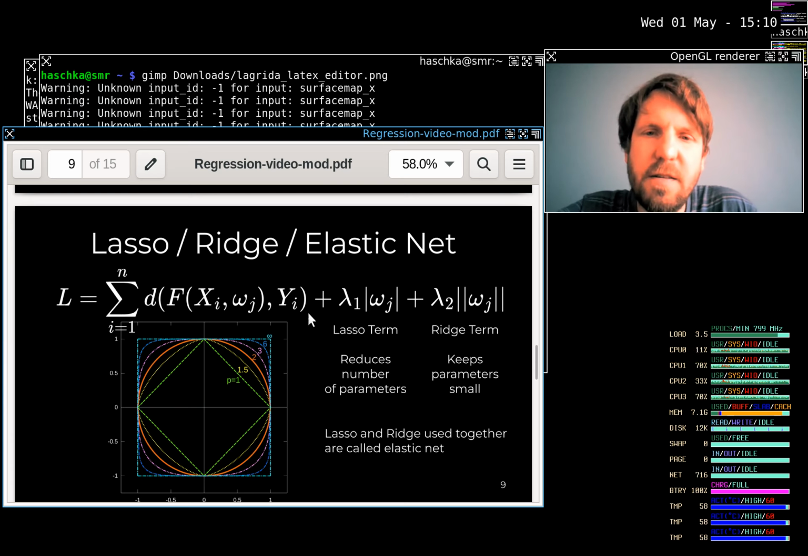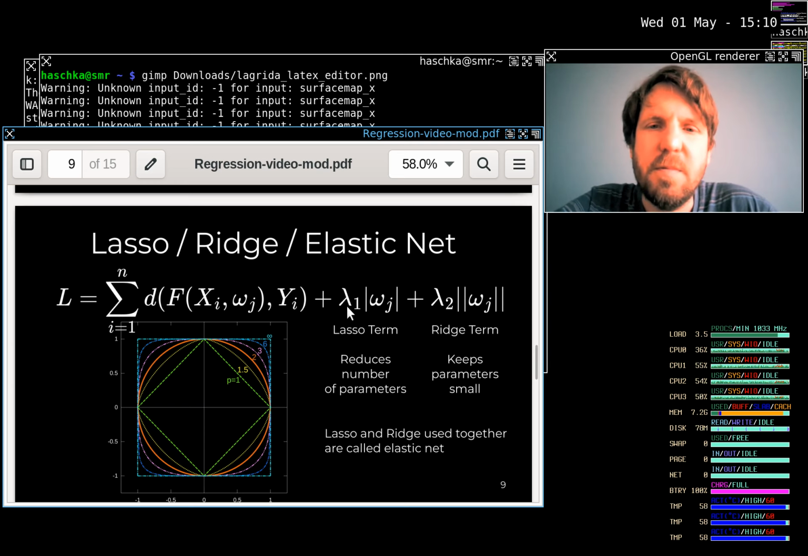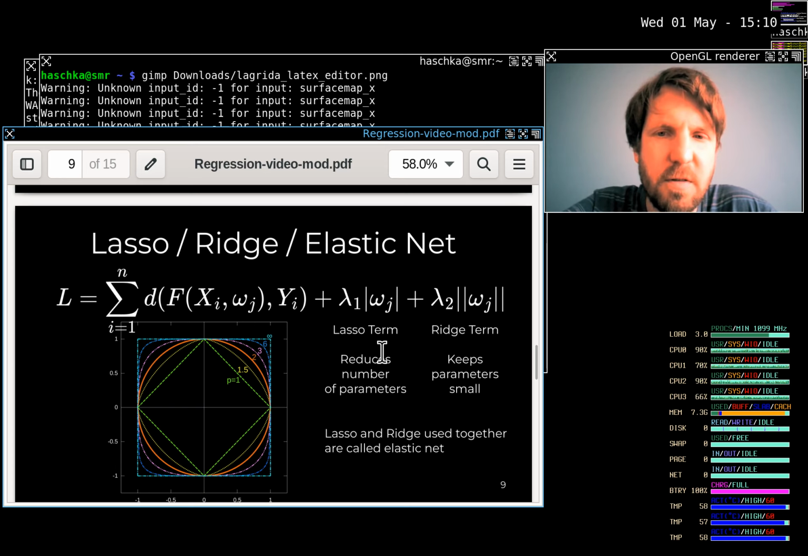So what you can basically do is add two terms here. If you add both terms, this is called the elastic net. If you add just this term, this is called the lasso, and this term here is called the ridge term. Okay, what does this mean? So this lambda 1 here is applied to omega j, and this denotes the absolute values of omega. If you imagine omega j as a vector, this is the sum of all the absolute values of omega j.